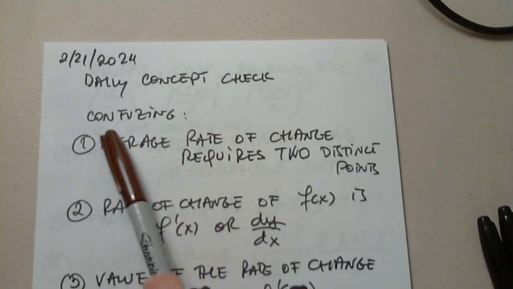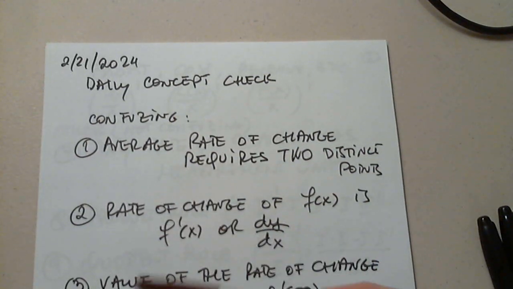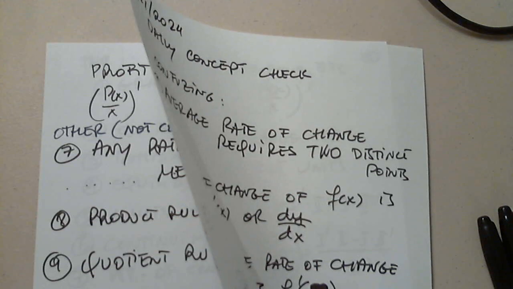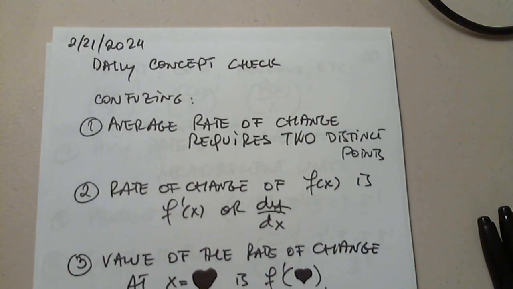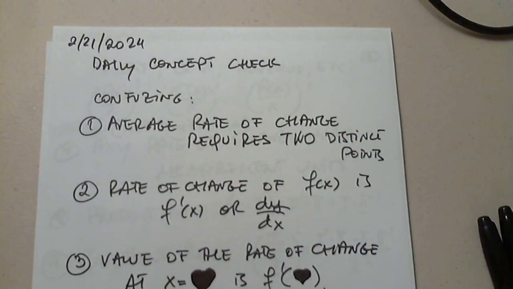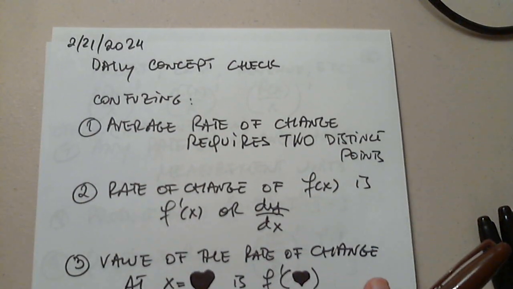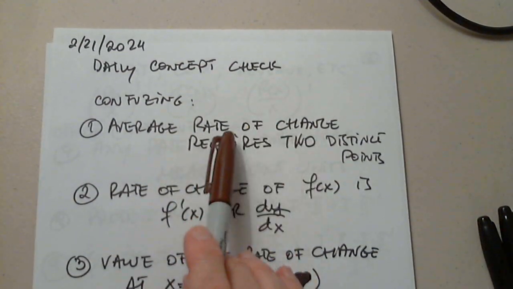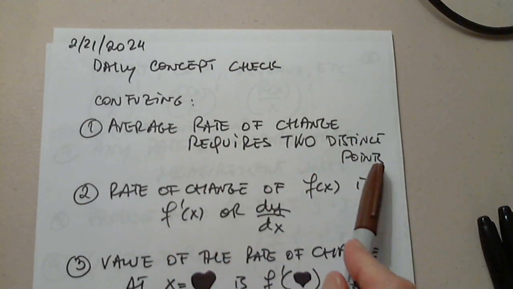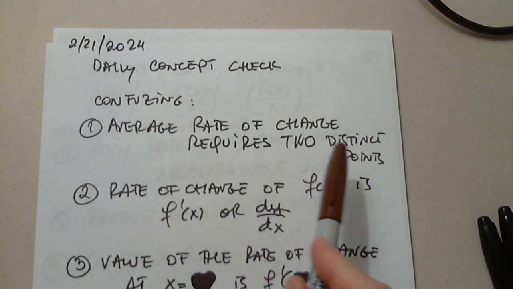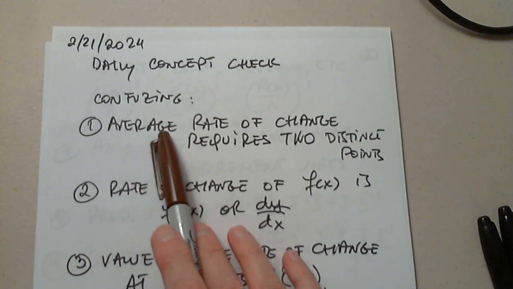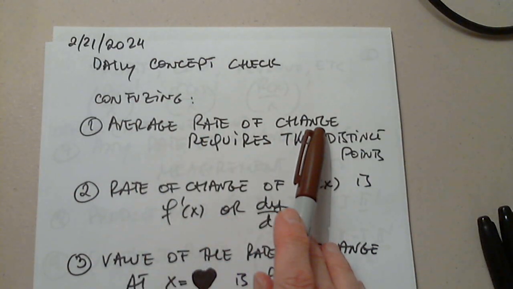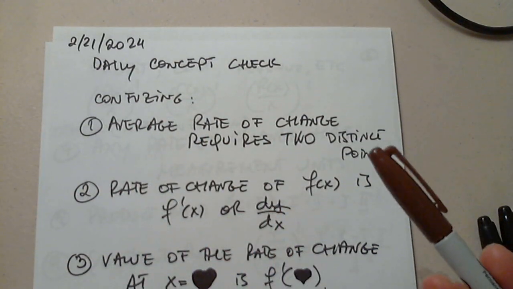What I said, it's confusing. There are all these six, and later on we're going to add one more. So these are confusing because they use the same words and they mean different things. The average rate of change requires two distinct points. If you're not given two distinct points, you cannot determine the average rate of change of a function.